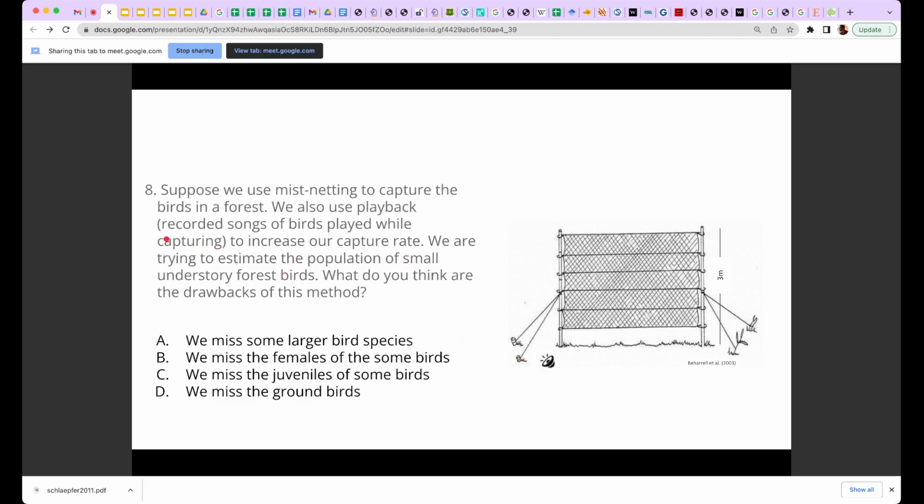Playback is basically recorded songs of birds played while capturing. If any one of you is a birder, they'll understand. It's a very unethical way that people who are trying to take photographs of birds do a lot. But first of all, you need permits to do that. Second of all, it's better if only the researchers do that, because it creates a lot of problems in the bird population.